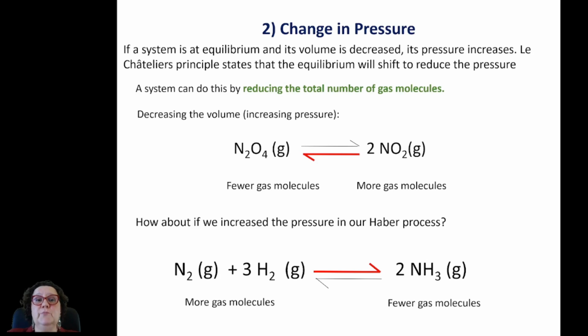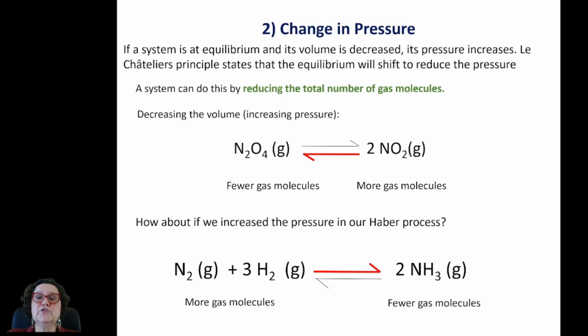Well, then you increase the pressure. If you increase the pressure and you decrease the volume, that means there is less space for the molecules. So the equilibrium will shift naturally to the side that has the fewer number of gas molecules, so they occupy less space.